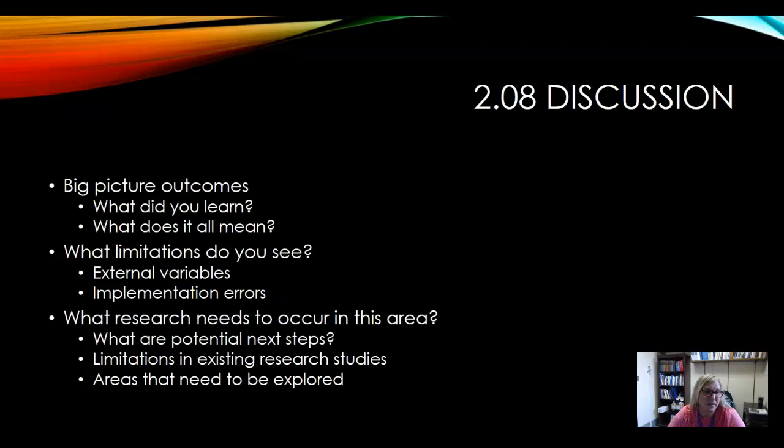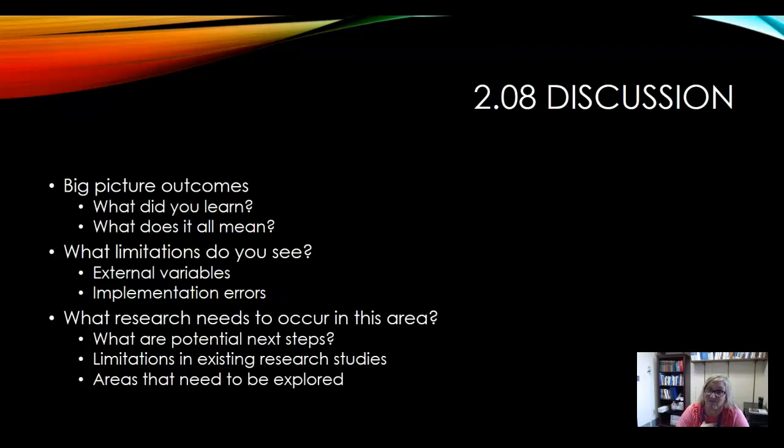And then finally, the discussion. The discussion is where you take all the information, you pull it all together, and you're going to give your reader big picture outcomes. What did we learn overall based on this study? What did we learn? What does it mean? What limitations do you see related to your particular study? So, what things happened that may have impacted the study that you weren't planning on?